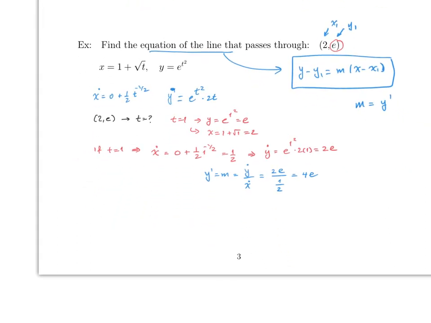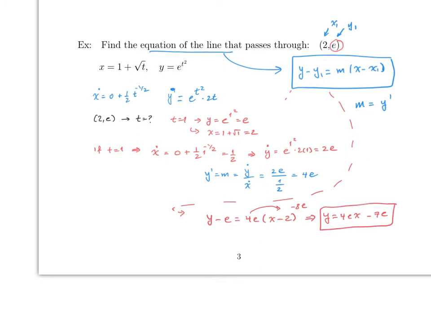So then if we use now the equation, we're going to have y minus y1, which is e, is equal to m, which is 4e, times x minus x1, which is just 2. And that's technically good enough, but if you simplify, you're going to have y is equal to 4ex. Notice that this times that is technically minus 8e. If you add 1e from the other side, it will be minus 7e. And this is the equation of the line.